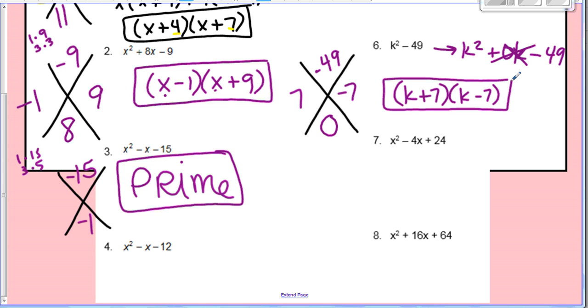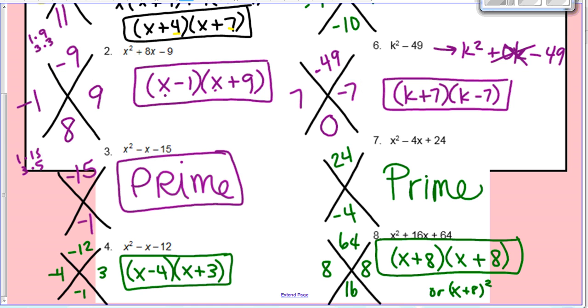Alrighty. I feel like now would be a good time to pause and try some. I'm going to pause as well and work these all out and then show you my answers. Alrighty, so here's my answer. I'm actually going to start at the bottom here just because that's where I am. So number 4, we got x minus 4 and x plus 3.